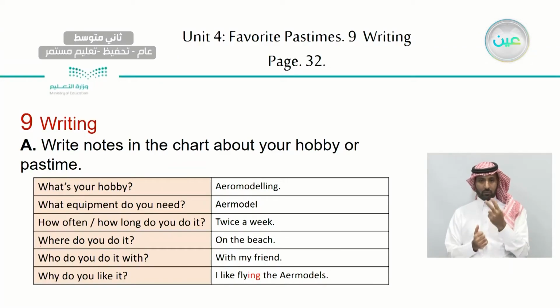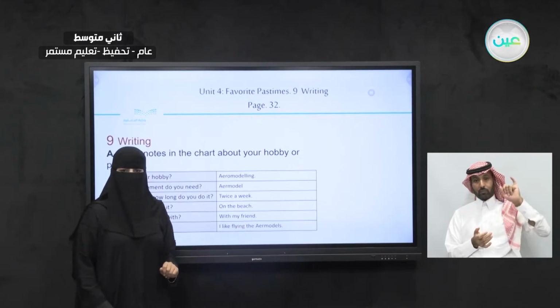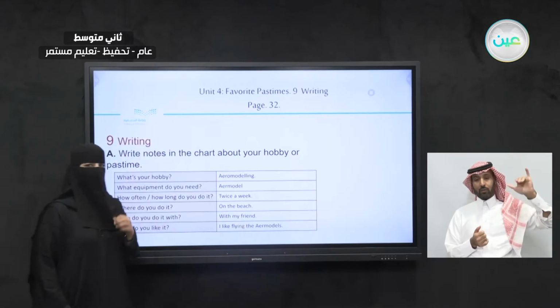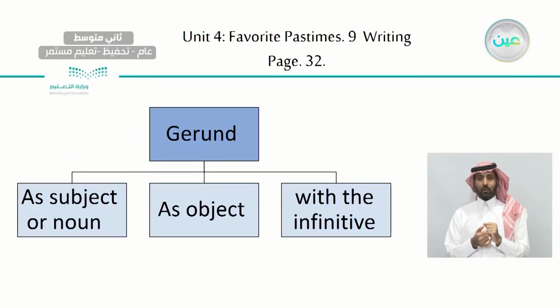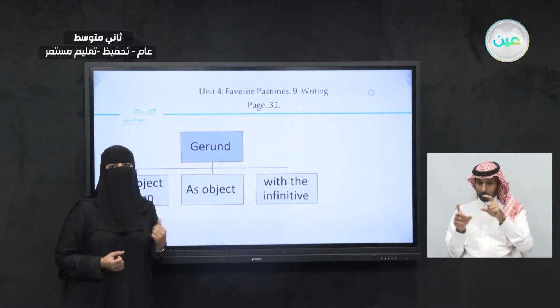Now, let's take a look at this one here. The last sentence. I like flying air models. Flying. What do you see here with the verb? The verb is fly. We have ing. I like flying, doing the action. I like flying the air models. Now, what do we call this? Gerund. So we can use it as a subject or a noun, or as object, or with infinitive. So what does that mean? We are going to take a look at it in the examples.